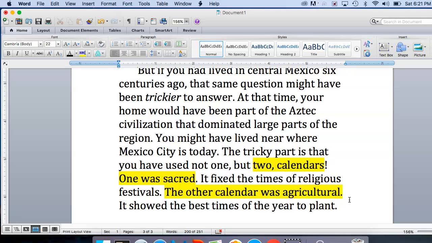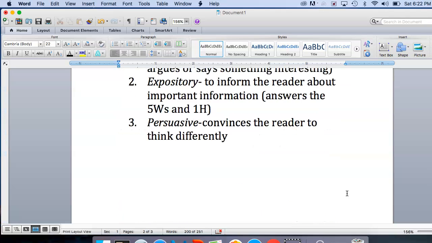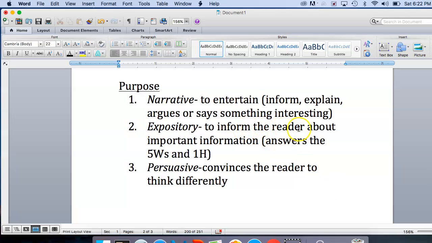So what W is it answering? The who, the what, the where, the when, or the why? It's actually answering the what, since it's giving me information and telling me something that I need to know or should know. We go back here, it's informing me, and it's answering one of the 5 W's. So I would say the reading was expository.